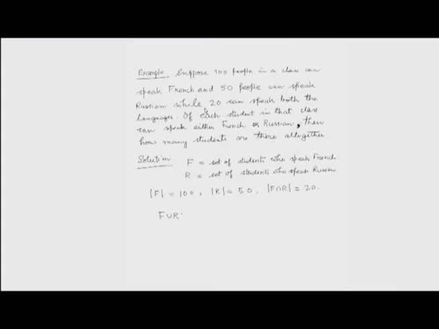And we have been told that any student in the class speaks either French or Russian. So, the total number of students in the class is the number of students in the set F union R, or the cardinality of the set F union R, which is given by cardinality of F plus cardinality of R minus cardinality of F intersection R, and therefore, we are going to get 100 plus 50 minus 20, which is 130.